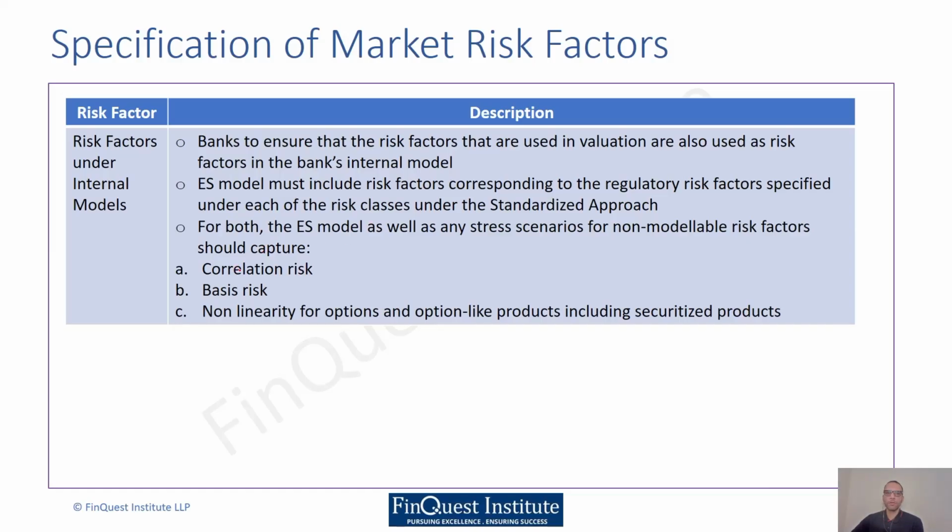Also, the expected shortfall model has to include risk factors corresponding to the regulatory risk factors specified under each of the risk classes under SA. So banks will already have their SA implementation, and the same thing needs to be adopted here as well. And also, for both expected shortfall and any kind of stress scenarios, the non-modelable risk factor should be able to capture things like correlation risk, basis risk, so ideas from the credit spreads point of view, and even non-linearity in options and option-embedded products, including securitized positions.